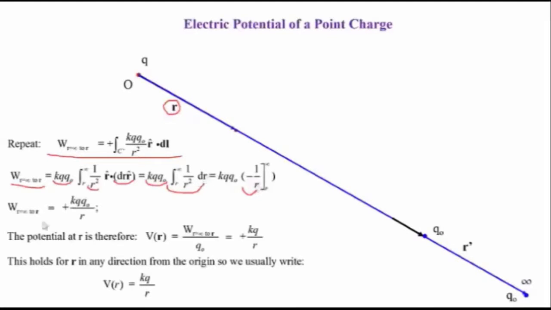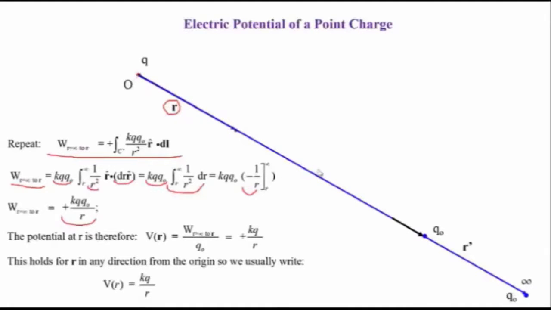So taking that integral then, the work which would have been from infinity to r, but because we switch the sign, we get a plus sign here, which is what we should. So let me explain that. The reason that's plus is that our test charge is positive.